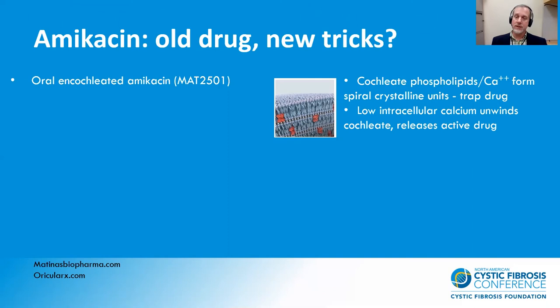This drug uses a technology of multilaminar cochleate structures, which is a combination of phospholipids and calcium that form these spiral, tightly wound units that can trap both hydrophilic and hydrophobic drugs within the center of these structures. At circulating levels of calcium, they remain tightly wound and the drug is protected against first pass effect in the liver, and circulating available levels of the drug remain very low. These phospholipid cochleate structures are readily taken up by macrophages, and when they reach the intracellular calcium concentration, they unwind or open up. They release the active drug into the intracellular environment, which allows for intracellular killing and subsequent rupture of the phagocyte with a release of drug into the surrounding extracellular environment.